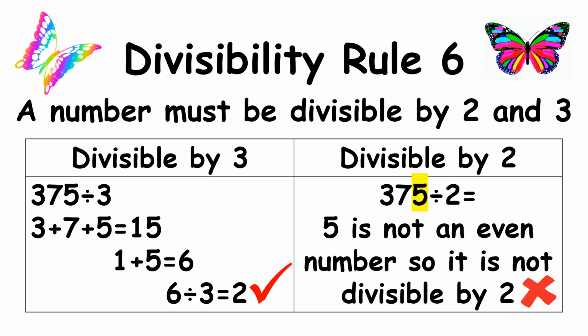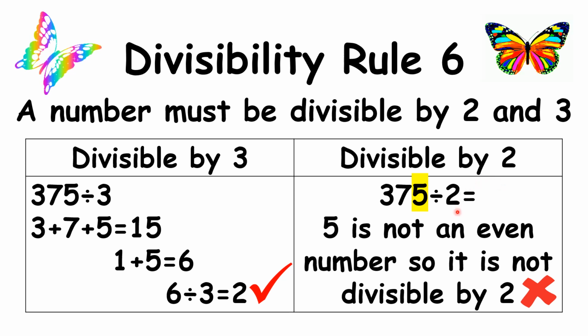I have here another example. Let us see whether 375 is divisible by 6. Remember that a number is divisible by 6 if it is divisible by 2 and 3. To know if it is divisible by 3, add all the digits, then tell if the sum is divisible by 3. Let's add 3 plus 7 plus 5 equals 15. Then add again the digits 1 and 5. 1 plus 5 equals 6, and 6 is divisible by 3. Then 375 is divisible by 3.